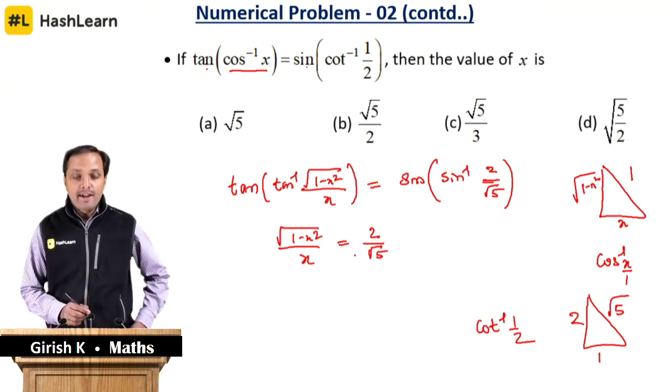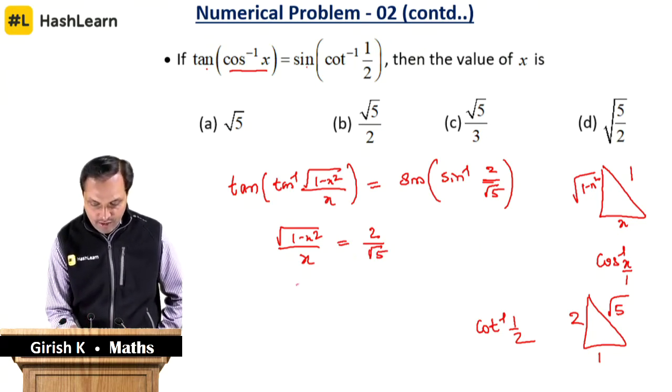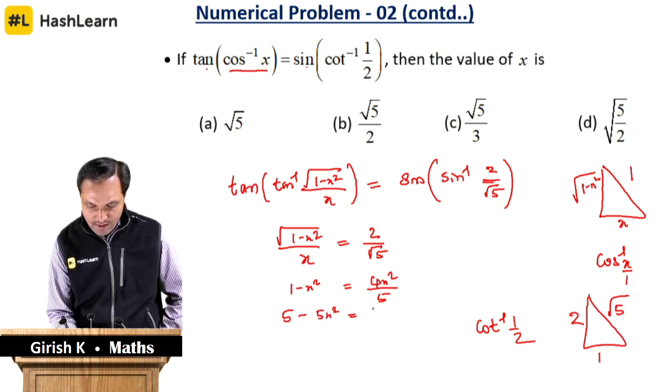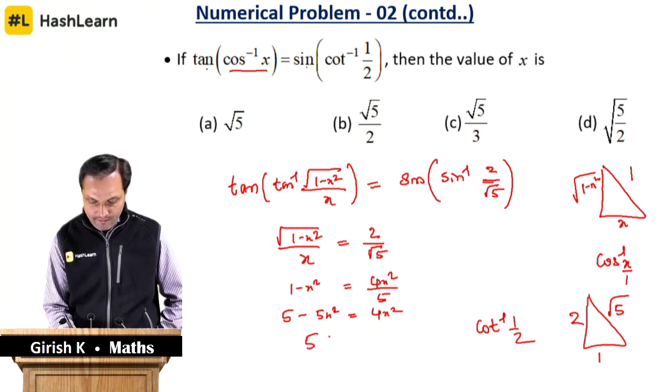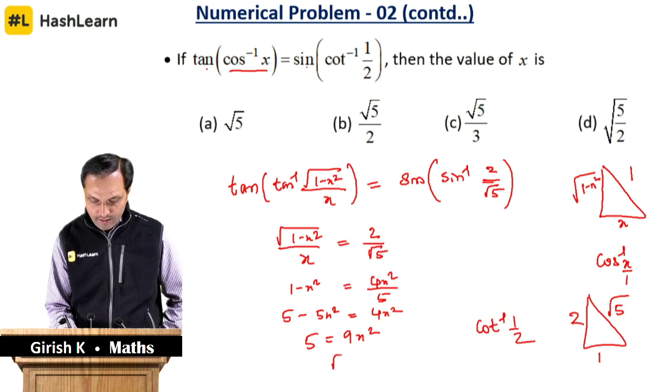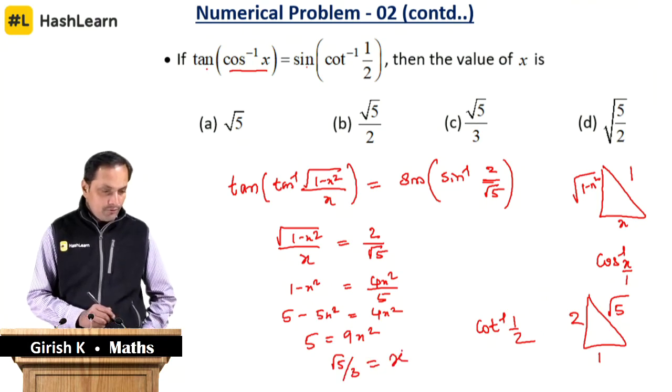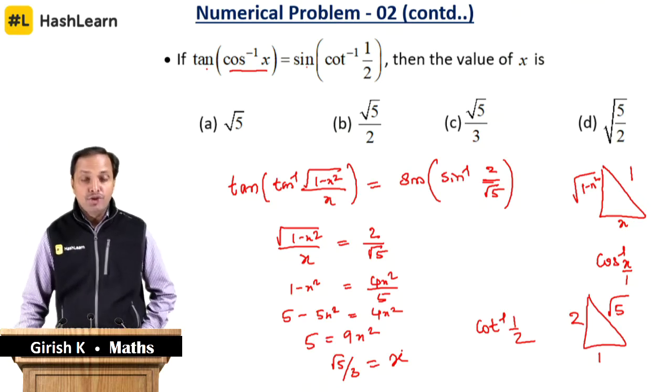Once you square and add, what happens? Once you square, 1 minus x square is equal to 4x square divided by 5. Cross multiply, 5 minus 5x square is equal to 4x square. Shift, 5 is equal to 9x square. So x is root 5 by 3. Root 5 by 3 is the right choice.